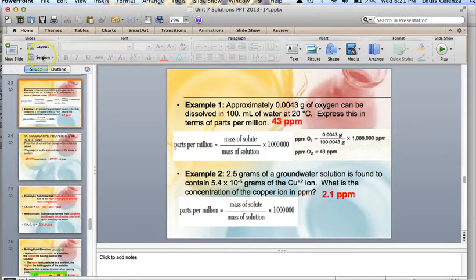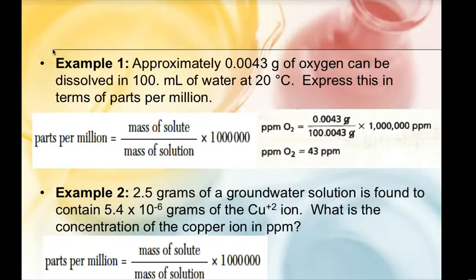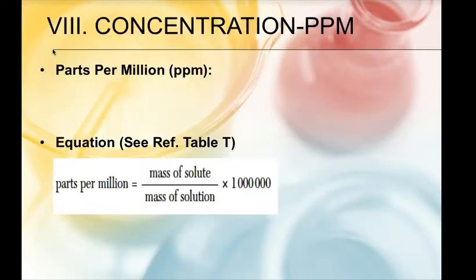Alright, so here we are with Unit 7, Lesson 7, and we're going to look at something called parts per million. Now, in the previous lesson, you'll remember that we talked about molarity, which is one way of expressing quantitatively the concentration of a solution. We're going to look at a second one, which is called parts per million.